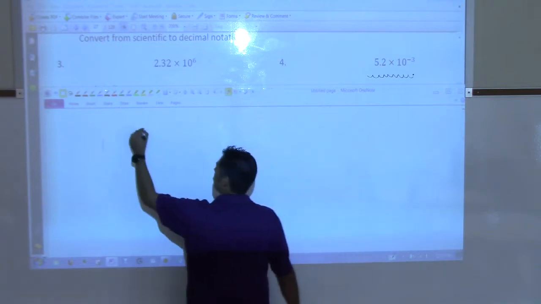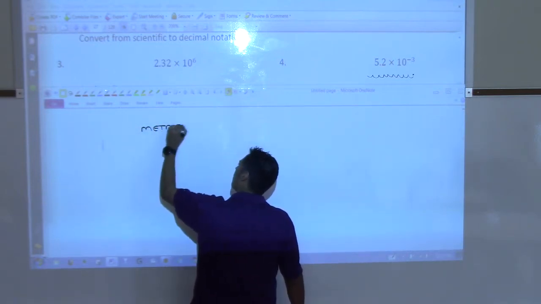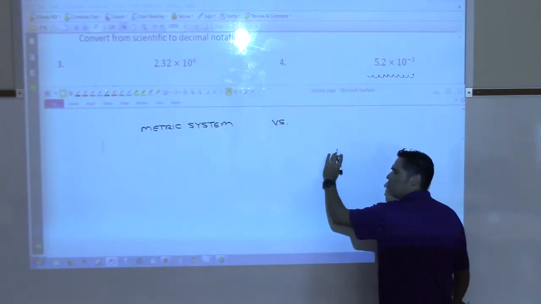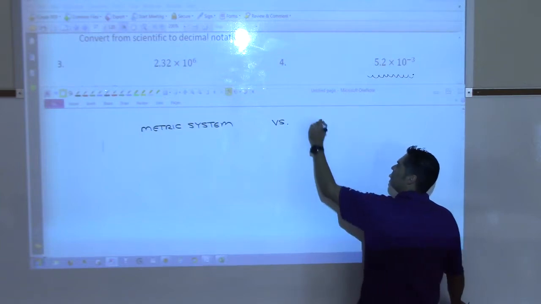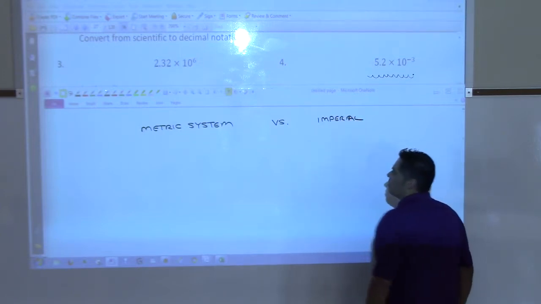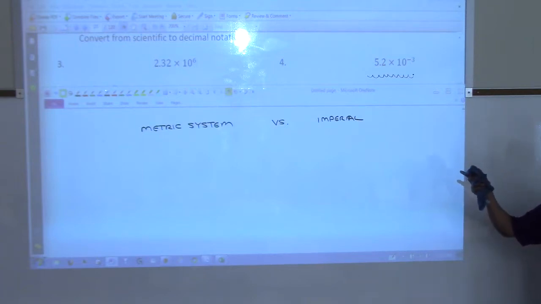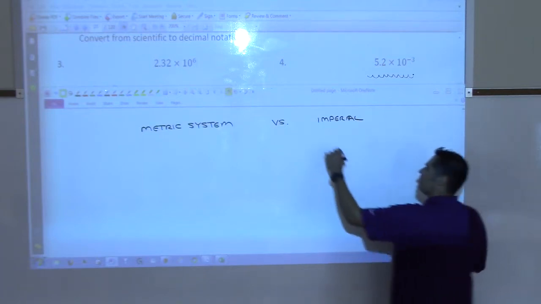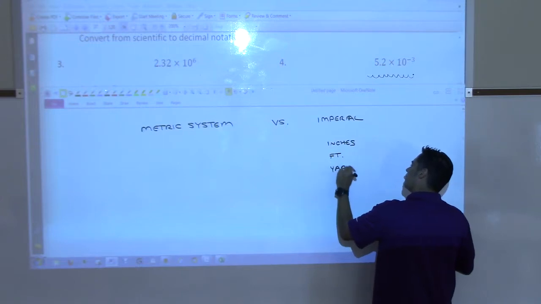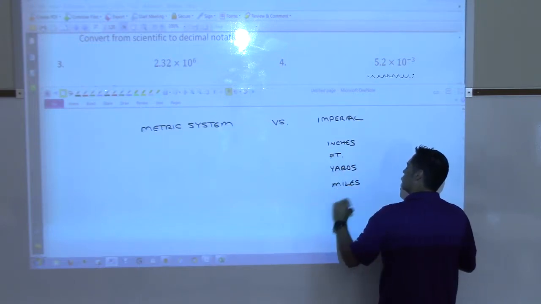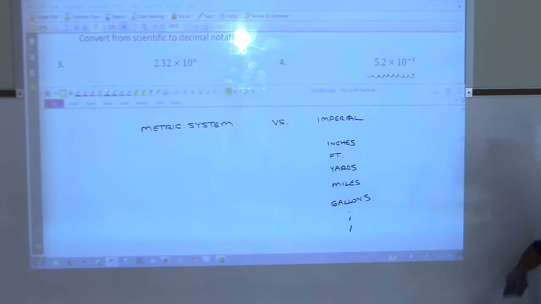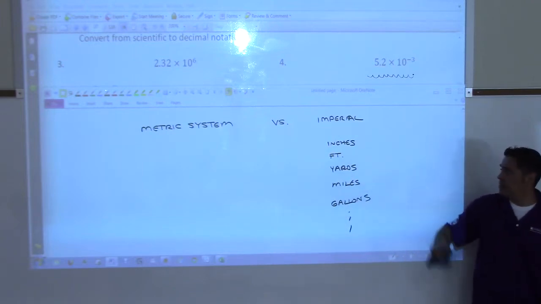We have the metric system, and we have the, what's the other one called? Imperial. So what are some of the imperial ones that you know of? Inches, feet, yards, miles, gallons. Okay, we can keep going all day. So if I want to measure the distance from that wall, I can measure it in inches, feet, yards.